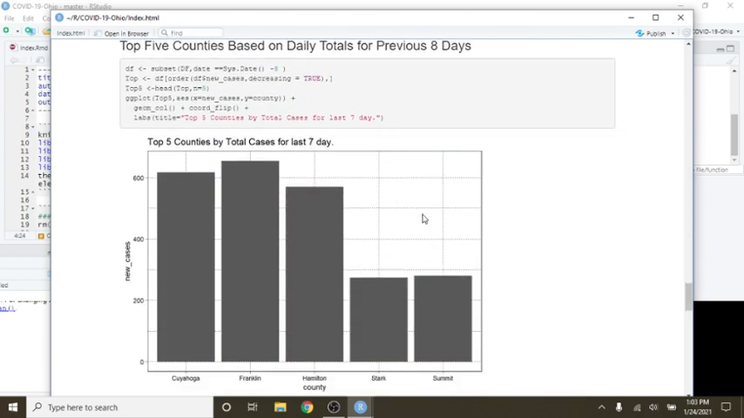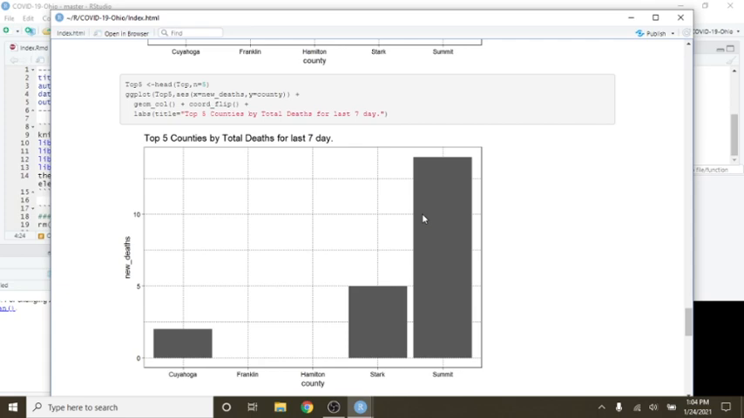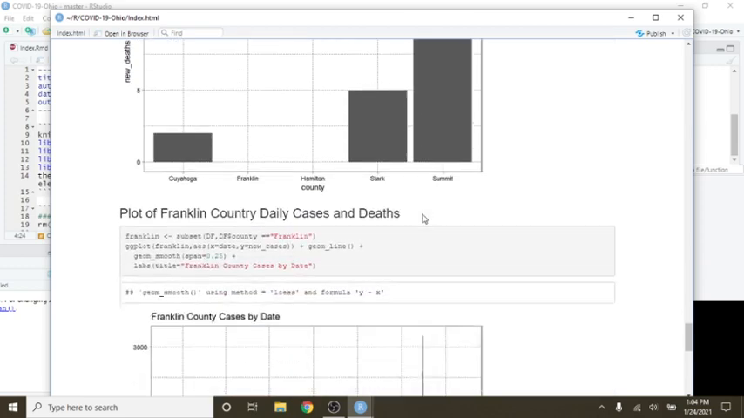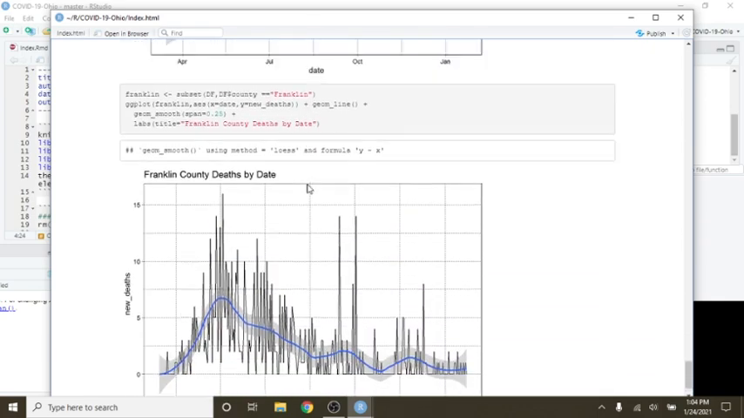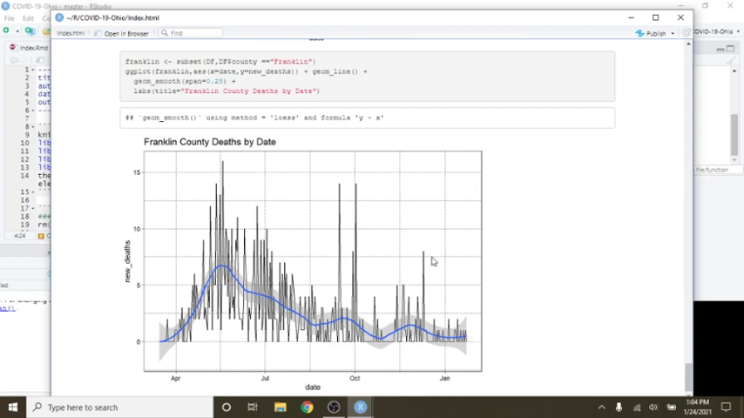Now, this is the 5 counties with the most cases in the last 7 days. Unfortunately, you can see Franklin continues to lead the pack with about 650 cases, followed by Cuyahoga and Hamilton County. Deaths, you can see Summit had the most deaths in the last 7 days, looks like about 12 deaths maybe. If you look at Franklin County, you can see cases are declining a little bit, and deaths have indeed flattened out. So there is some good news for Ohio.